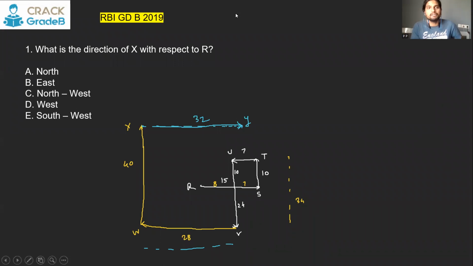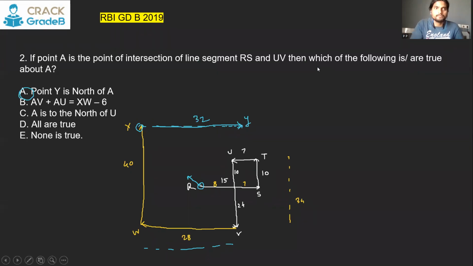In which direction is X with respect to R? R is here. X is here. So with respect to R, the X is in this direction, which is northwest. Answer will be option number C, northwest. Let's see the next one.